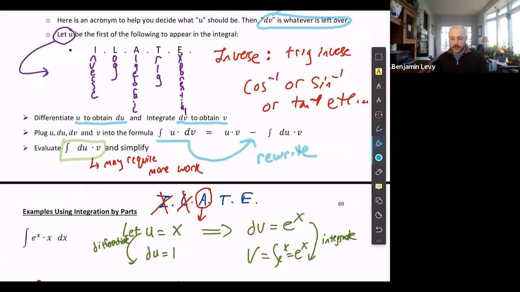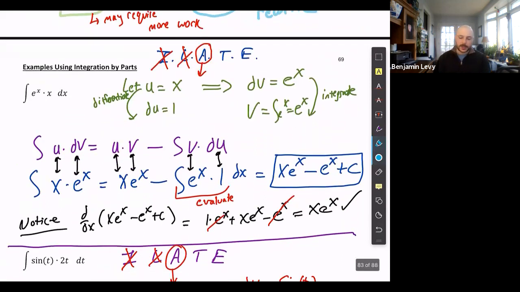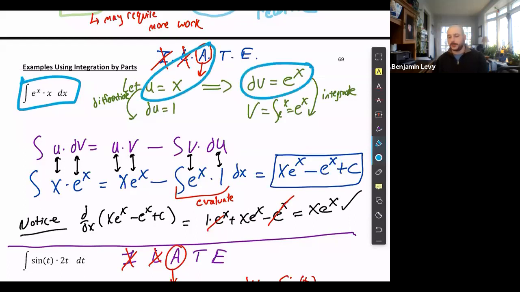And so just real quick on this first example, x e to the x, we said, what's u? Are there any inverse trig functions? No. Are there any logs? That's what the L stands for. No. Is there an algebraic expression, which usually means polynomial? Yes, x is an algebraic expression. So that's how we were able to choose the x. And then dv was just whatever else there is, which happened to be e to the x.